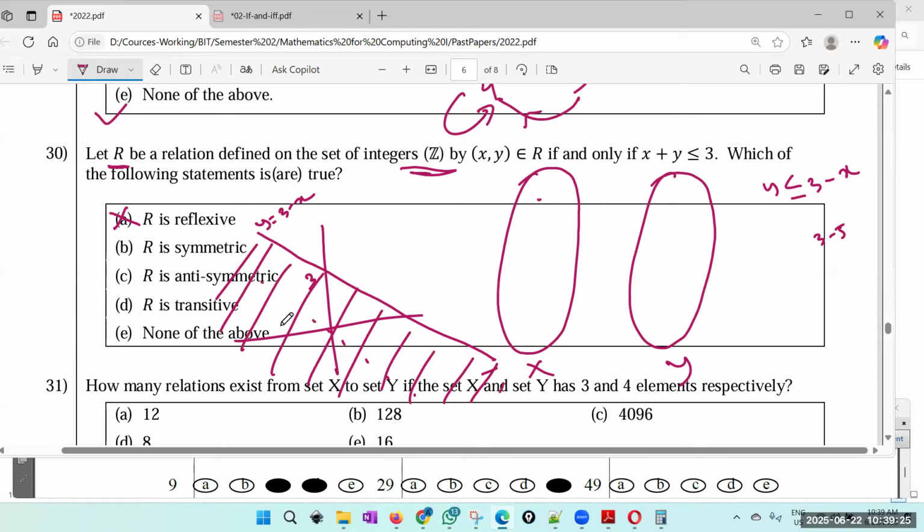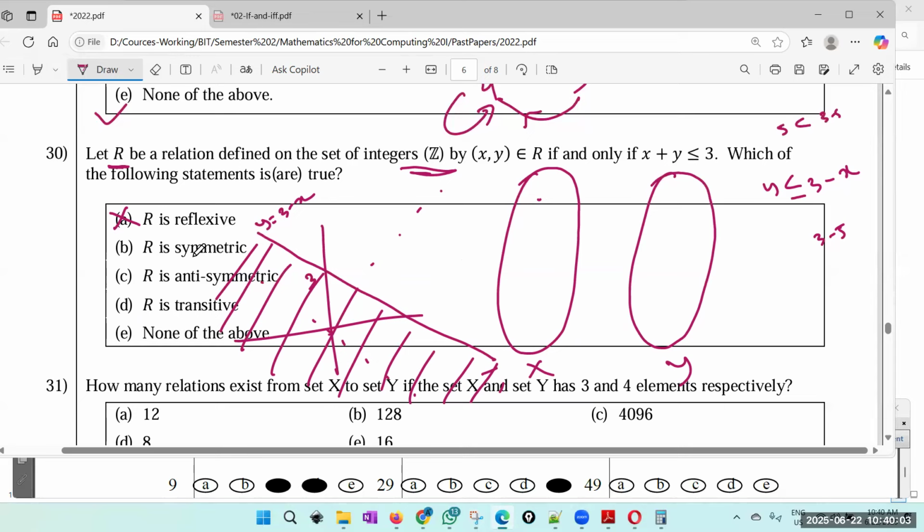So this is basically this inequality. Now can it be reflexive? Reflexive means 2 into 2, 3 into 3. Can we have it like that? But these values can't be the answers. For example, reflexive means 0 into 0. Yes, (0, 0) is a possibility. 0 is less than or equal to 3. But what about 5? x is 5. Is 5 less than 3 minus 5? No. So therefore, this is not reflexive.